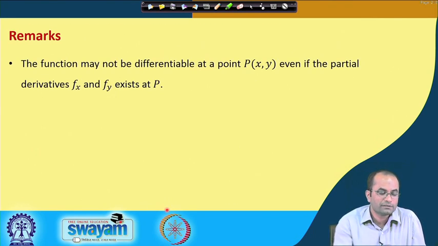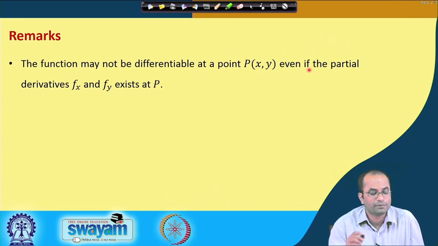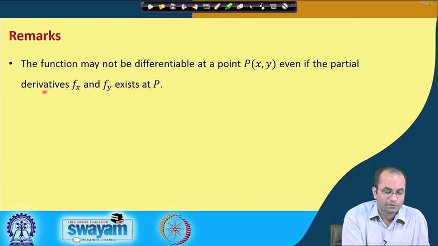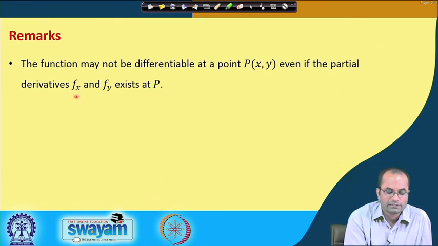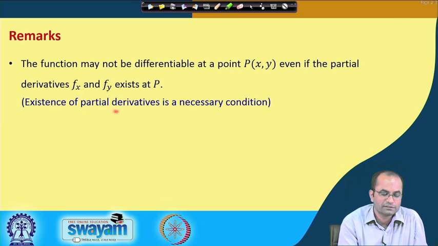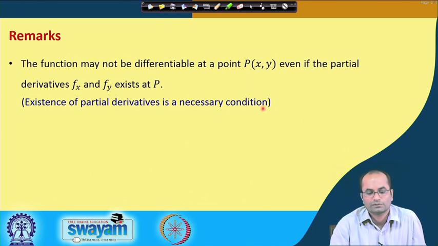So, just a remark that the function may not be differentiable at a point even if the partial derivatives f_x and f_y exist at p. Why? Because the existence of partial derivatives at the point p is a necessary condition. This is not sufficient for differentiability, which is written here: existence of partial derivatives is a necessary condition. So, they cannot guarantee differentiability.